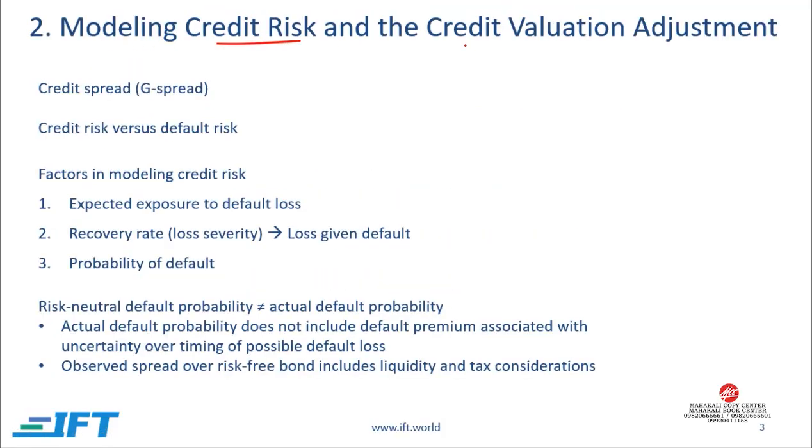Modeling credit risk and the credit valuation adjustment. The first term that we need to understand is credit spread. This is also called the G spread. The credit spread is equal to the spread or difference between the YTM or yield to maturity on a risky bond and the YTM on a government bond which is considered risk-free. The maturity of both these bonds needs to be the same.